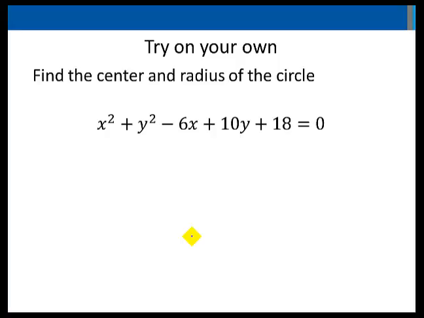Try on your own. Find the center and radius of the circle x squared plus y squared minus 6x plus 10y plus 18 equals 0.